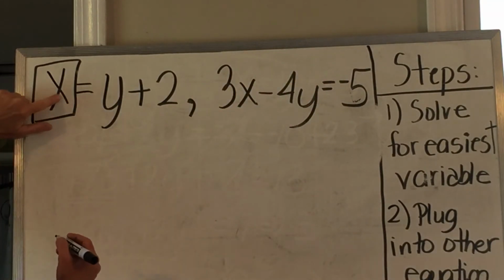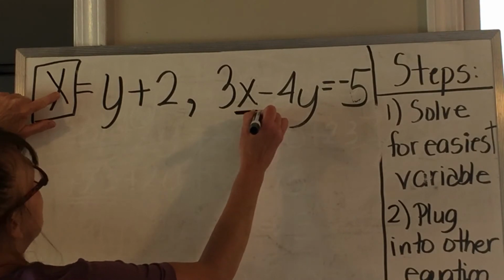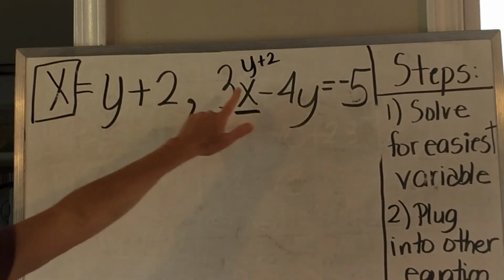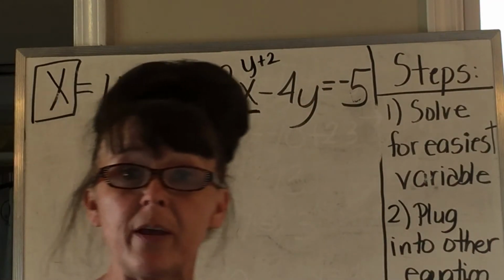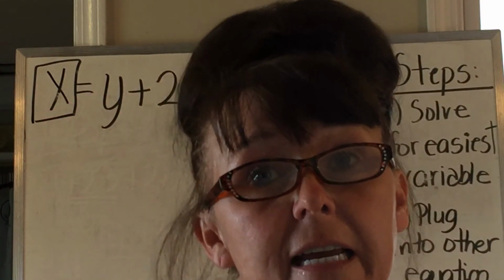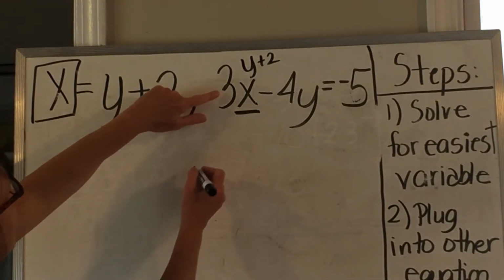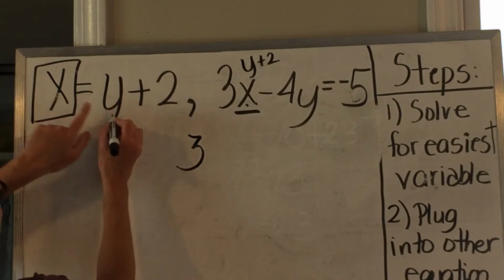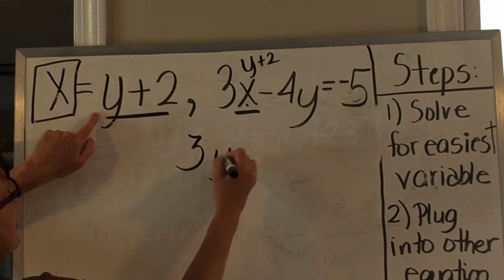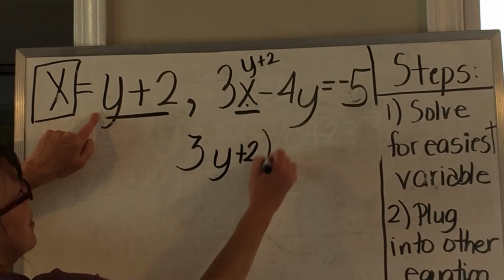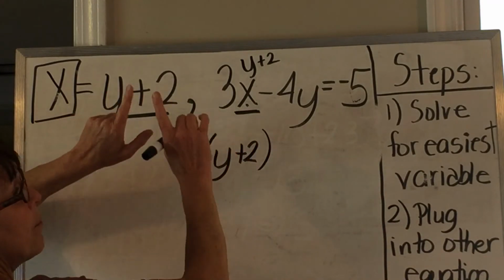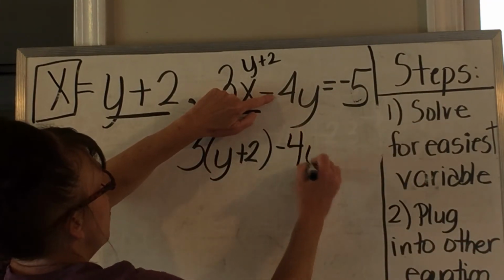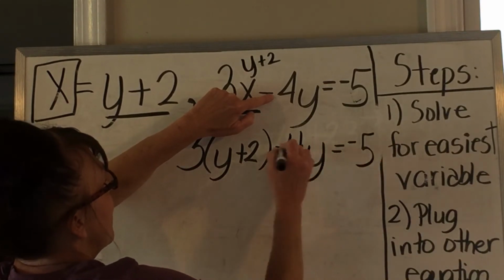Okay, so every time I see x, which is right here, I replace it with y plus 2. Now, if you replace it with y plus 2, that's called a binomial, and you need to add a set of parentheses. So here I go. They have a 3, I have a 3. In place of x, I'm replacing it with y plus 2, put parentheses around it. Now, bring down the rest of the problem. Minus 4y equals negative 5.